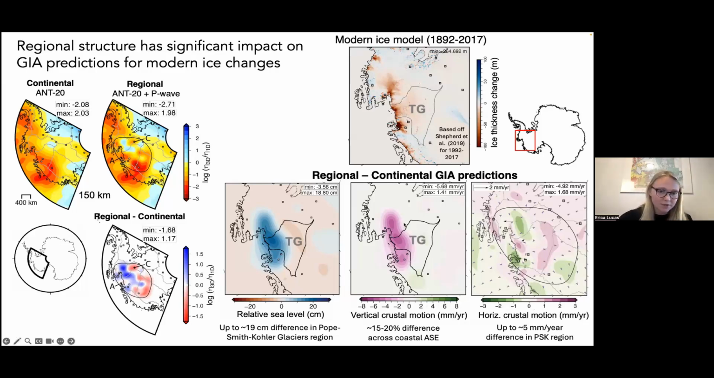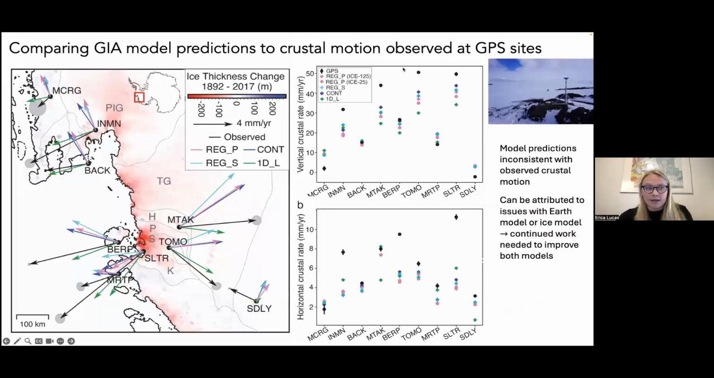So here, between the regional and the continental scale Earth models, we are finding 15 to 20% difference in vertical crustal motion predictions and up to 5 millimeters per year difference in horizontal crustal motion predictions. And so we've been comparing, so there's GPS stations deployed on bedrock throughout the region. So this isn't measuring the change in ice. These stations aren't measuring the change in ice surface height, but actually in solid earth deformation. So we've been comparing our model predictions with observed crustal motions.